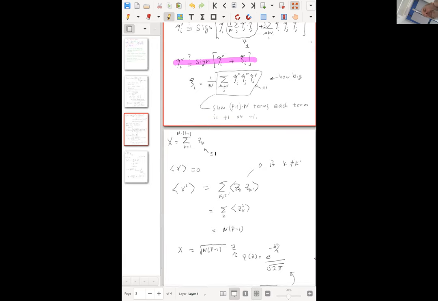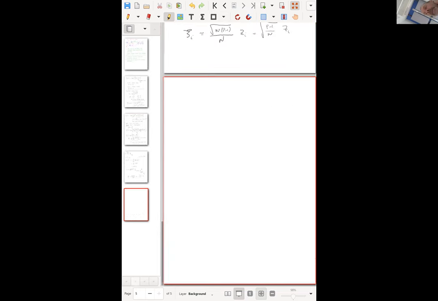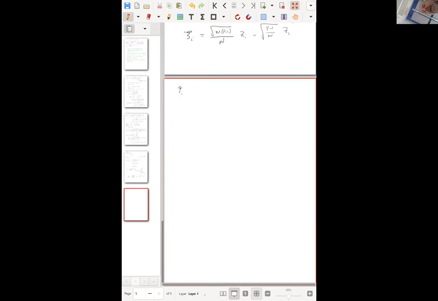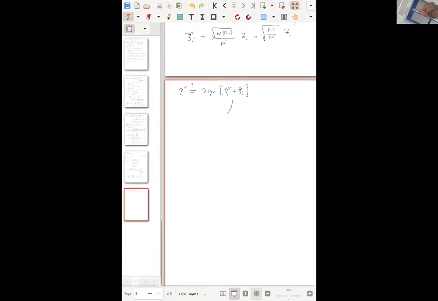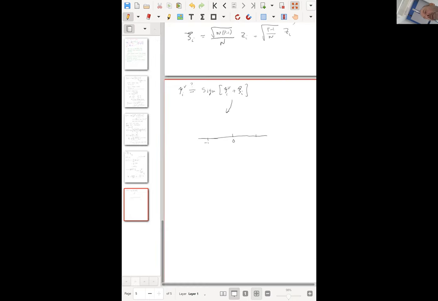Okay, which I'll copy down here. A to I nu, again, we have a question mark, equals sine of A to I nu plus squiggle I. And squiggle I is this Gaussian variable with standard deviation square root of P minus one over N. So the picture here for the term inside, we're going to put the A to axis here, this is zero, minus one, plus one.